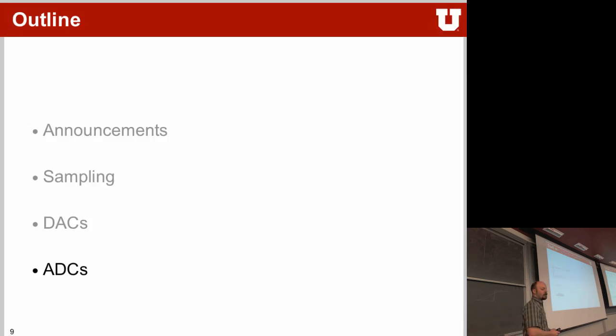Okay, ADCs. ADCs work similar to DACs, except that you now flip it around, right? You have an analog signal that you want to compare to a certain signal that you have internally, a reference. And then somehow you have to translate that into a digital number. And there are a couple of different techniques on how to deal with that.